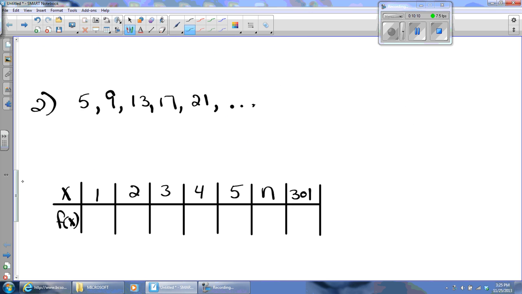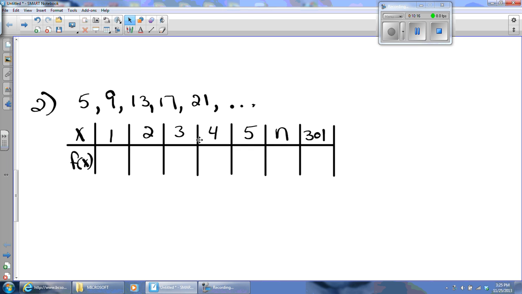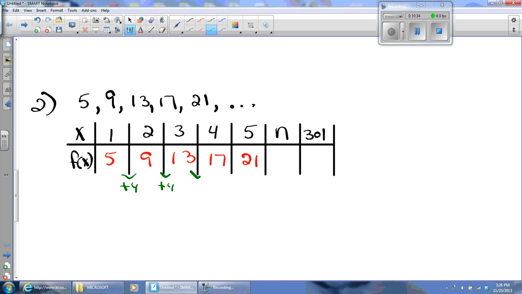Okay, here I have another sequence of numbers. Again, I make my input-output table, and I'm going to fill in the numbers. The first number is 5. Second number is 9, 13, 17, 21. I go looking for my first differences. That's plus 4. That's plus 4. That's plus 4. That's plus 4. The first difference is always plus 4.